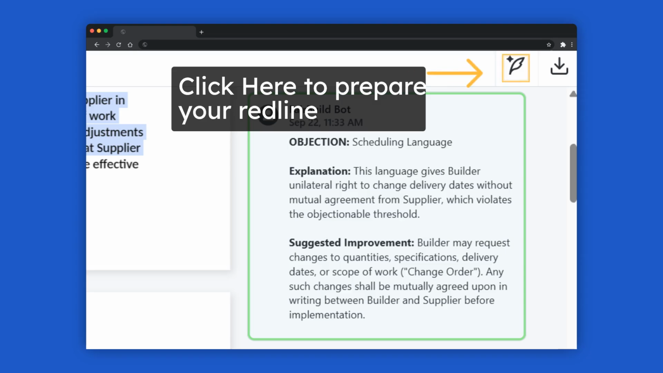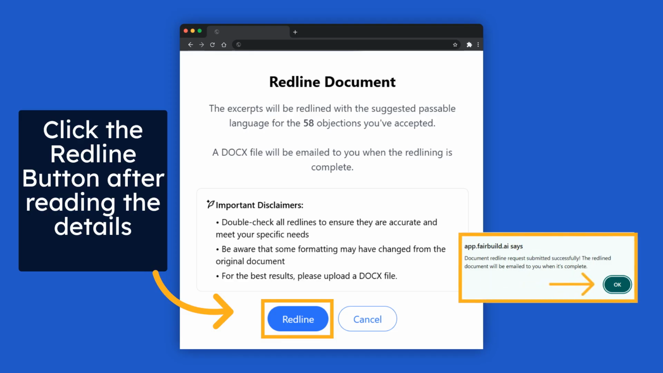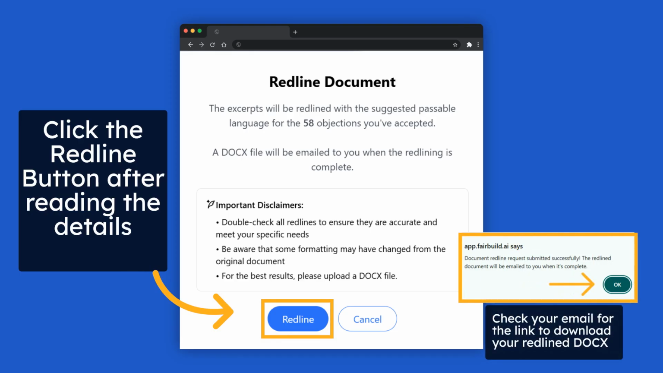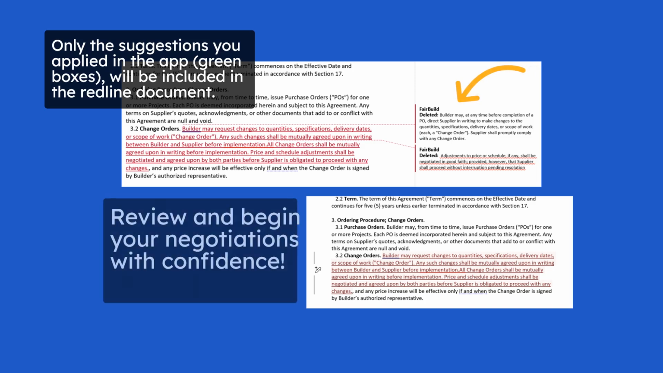Click the quill to initiate steps to download your redlined document. Click the Redline button after reading the details. Then, click OK on the successful submission pop-up and a link to download your redlined document will be emailed to you shortly. Only the suggestions you applied in the app, green boxes, will be included in the redline document.